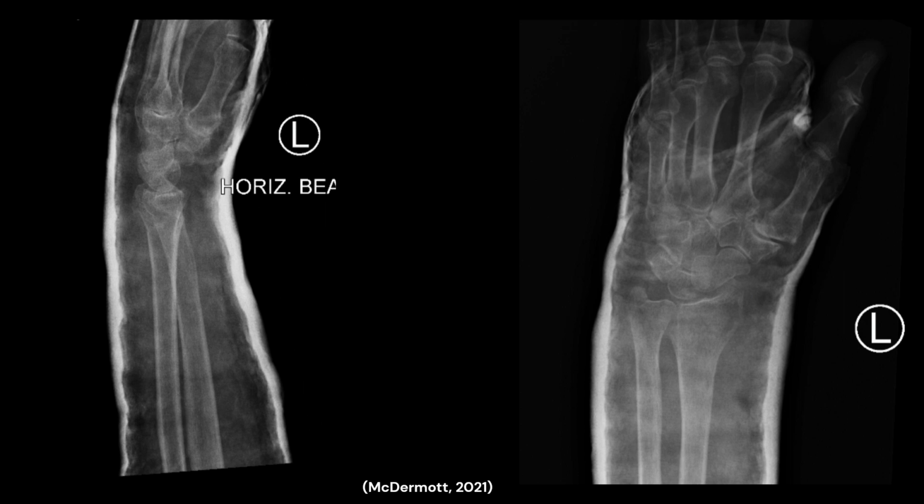Post-cast x-rays are important. Following reduction, it allows assessment of the alignment and positioning of the fracture, but also it allows follow-up clinics such as fracture clinics to assess the cast itself, the alignment of the fracture, and also if they need to be called early for recasting.